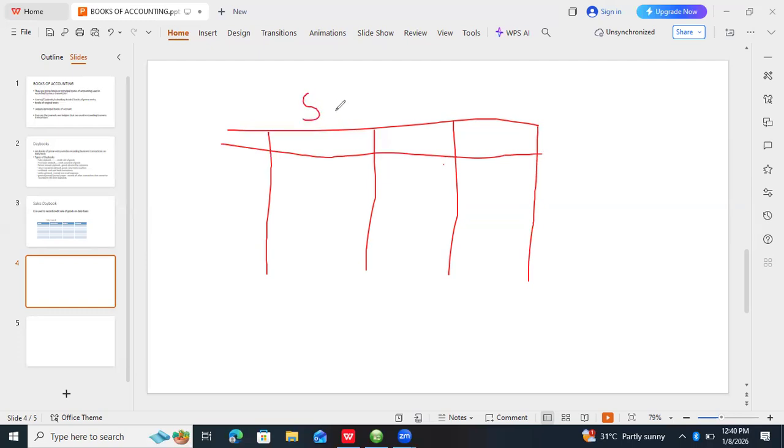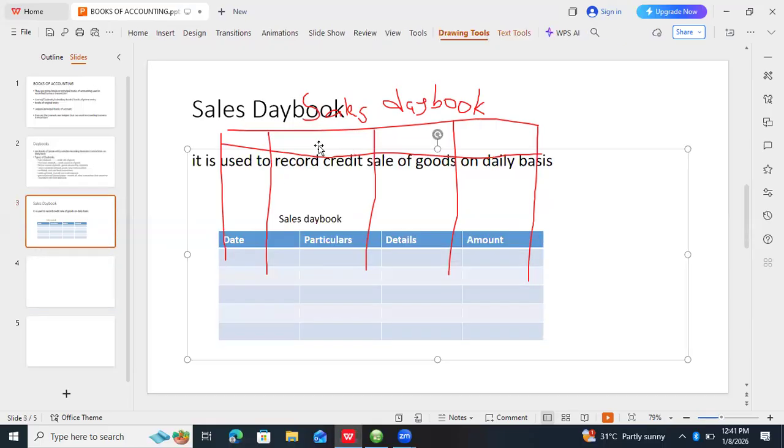So let me see if I can scribble the name. Please don't laugh at my handwriting. This is digital handwriting. So sales day book, then you can put in the date on the first column, right? The particulars, details, and amount. So this is how it would look in your exercise book or notebook when you draw it. I'm using a table on Microsoft, so you might think that.